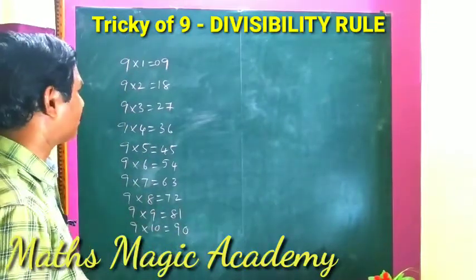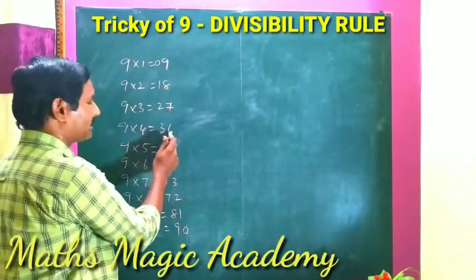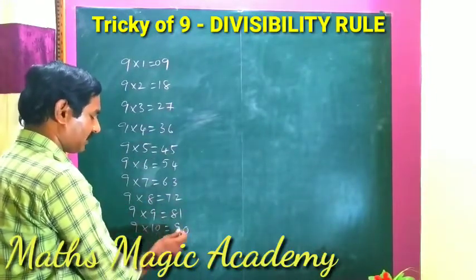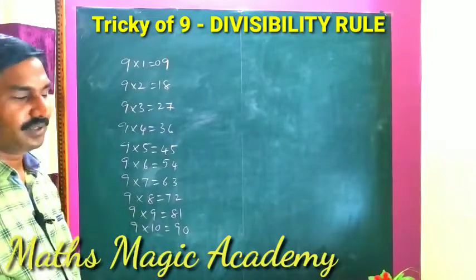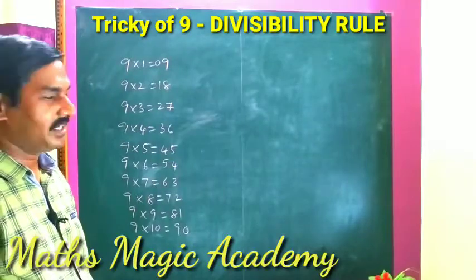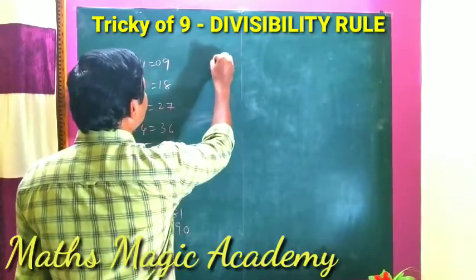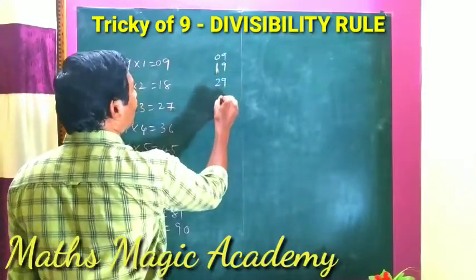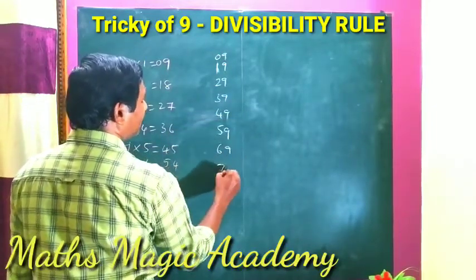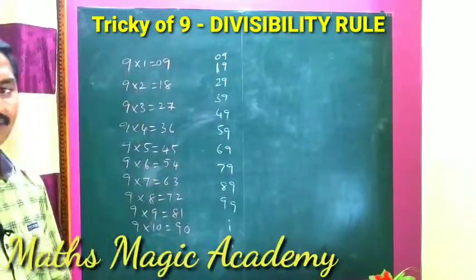But here one more thing you have to observe: 0 plus 9 is 9, 1 plus 8 is 9, 2 plus 7 is 9, 3 plus 6 is 9, 4 plus 5 is 9, 5 plus 4 is 9, 6 plus 3 is 9, 7 plus 2 is 9, 8 plus 1 is 9, 9 plus 0 is 9. So the sum of the result is always 9 only. Based on this, I can do the divisibility rules of 19, 29, 39, 49, 59, 69, 79, 89, 99, and so on. For anything we can do.